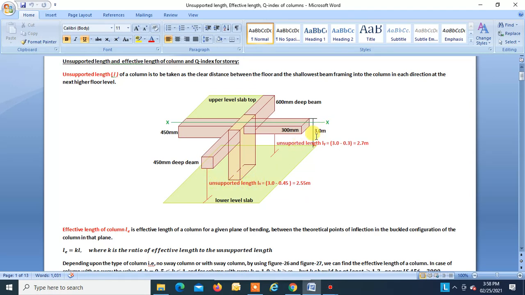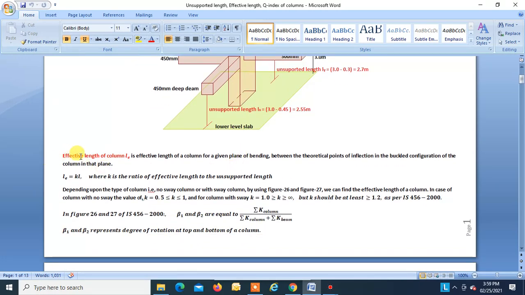So Lx will be equal to 3 meters minus the depth of the shallowest beam, that is 450 mm, that is 0.45 meters. So the unsupported length Lx will be 3 minus 0.45, which is equal to 2.55 meters. Similarly, for the unsupported length Ly of this column, the depth of this beam is 450 mm and this is 300 mm. So the shallowest beam is this, and the least depth is 300 mm. So Ly is equal to 3 meters minus 0.3 meters, that is equal to 2.7 meters. So this is how we find the unsupported length Lx and Ly for a particular column.